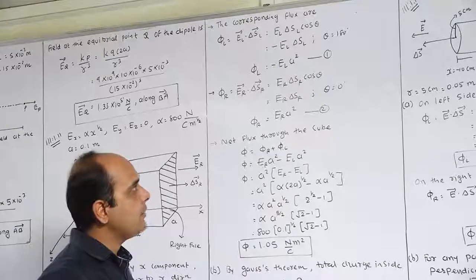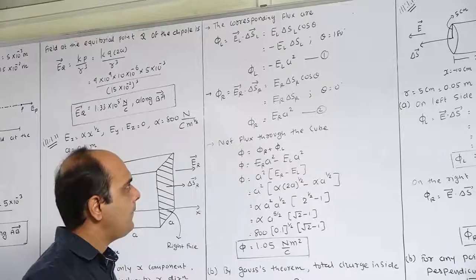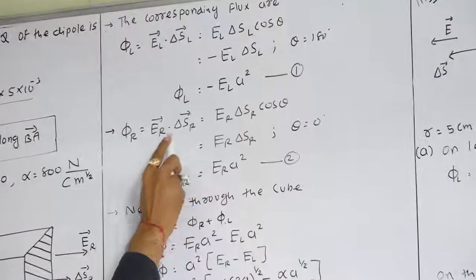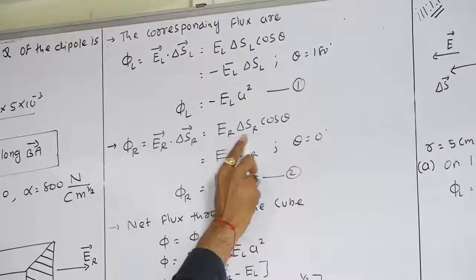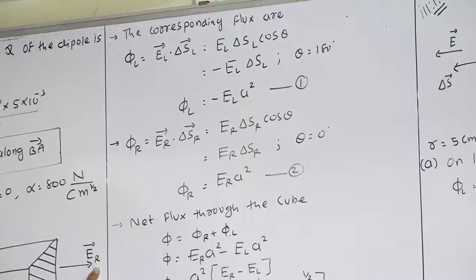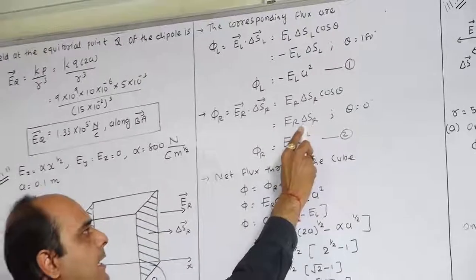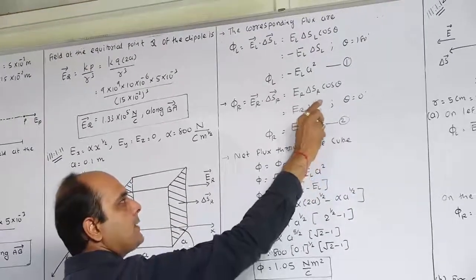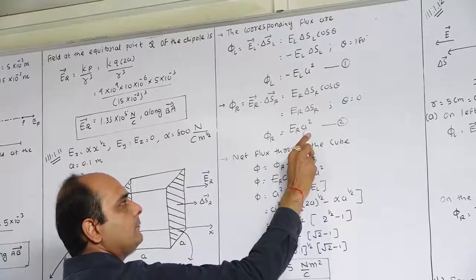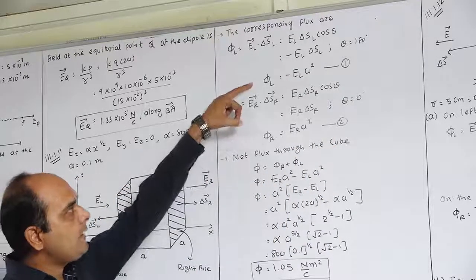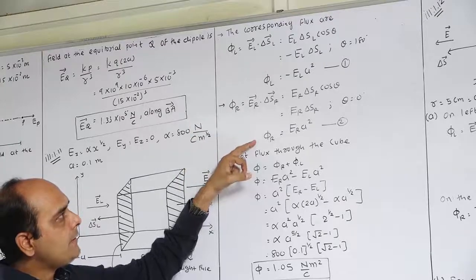Now students, the next change. For the right hand side face, flux phi_R is equal to vector E_R dot delta S_R, which is E_R delta S_R cos theta. For the right side face, the angle theta is 0, cos 0 is 1. E_R delta S_R remains, and delta S_R is again a squared. It is your equation number 2. See, this is the flux at the left hand side face and this is the flux at the right hand side face.